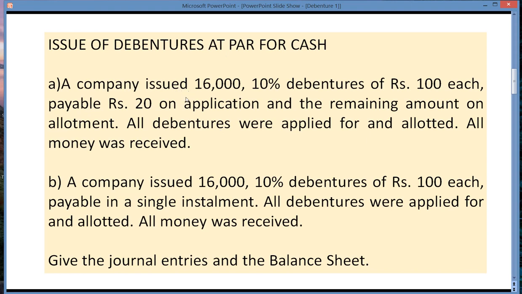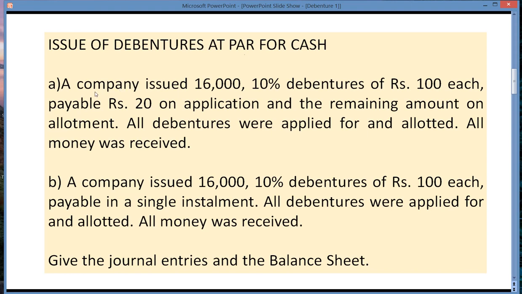We have been doing it in two ways. One, where the amount of money is collected in installments, and secondly, where it is collected as a lump sum in one go. So we have to prepare a balance sheet and give the journal entries. Let me read out the sum for you. At par, as I said, the issue price and the face value or nominal price of the debentures are the same. If it is issued at a higher price, you are issuing at a premium, and if it is issued at a lower price than the actual price of the debenture, we are issuing at a discount. But here the face value and the issue price are the same.